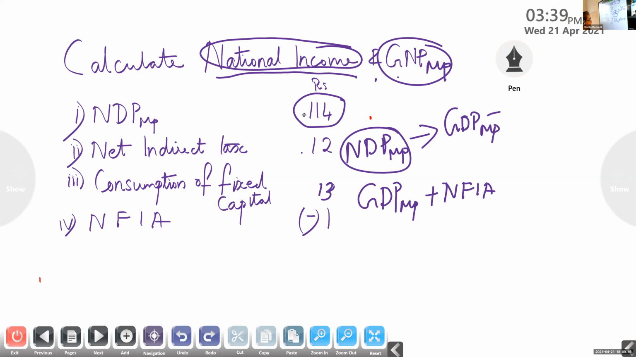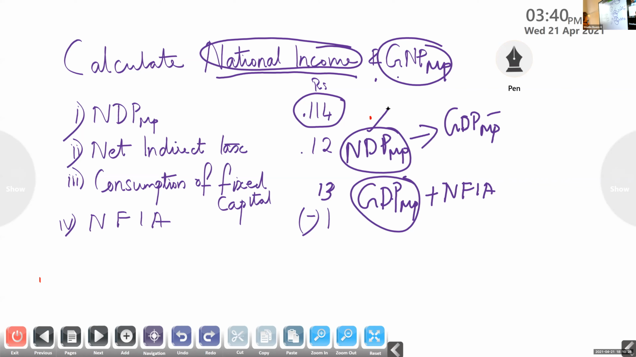Once more I am telling, the formula is GDP MP plus NFIA. We don't know this GDP MP. We have only NDP MP with us. This NDP MP should become GDP MP. How to make it GDP MP? If you add consumption of fixed capital or depreciation, you will get the GDP MP. Keep the gross and net difference: net means we have reduced something; gross means we have to add something. Is there any doubt for you people?